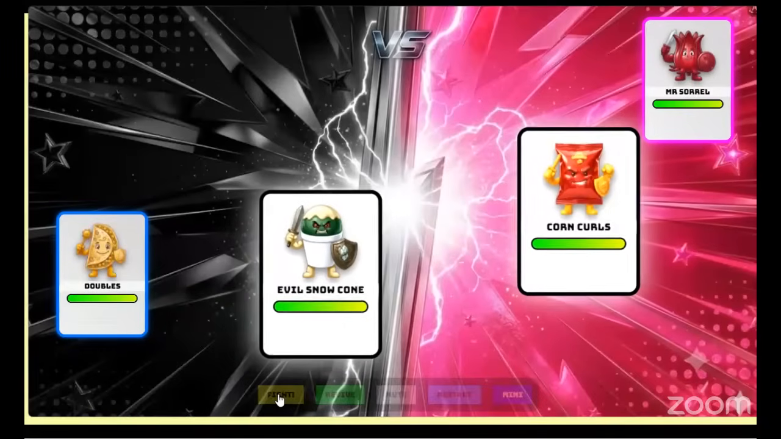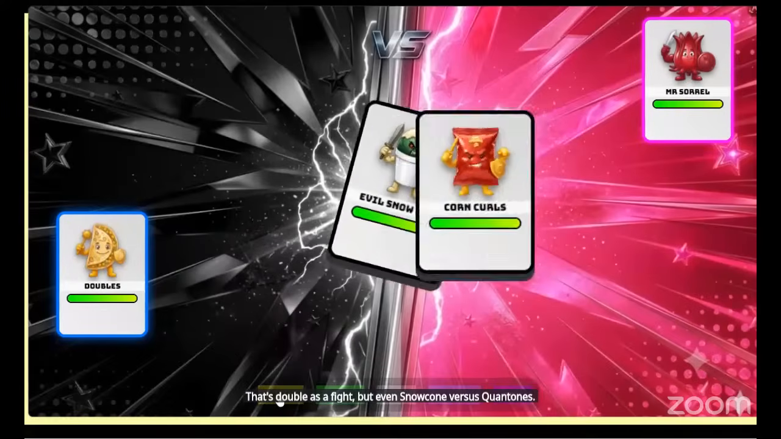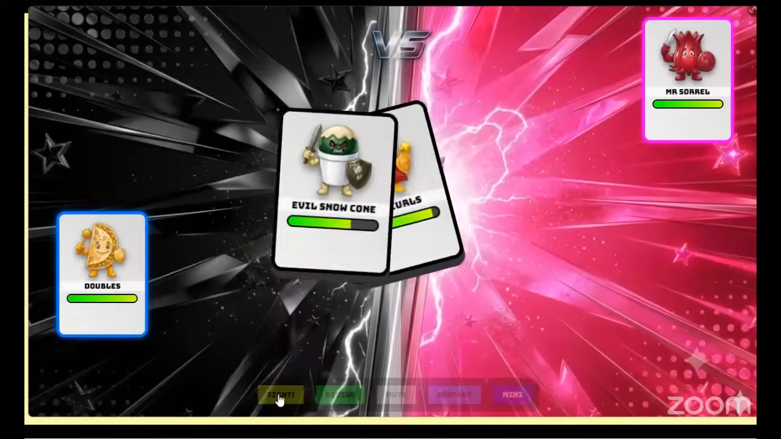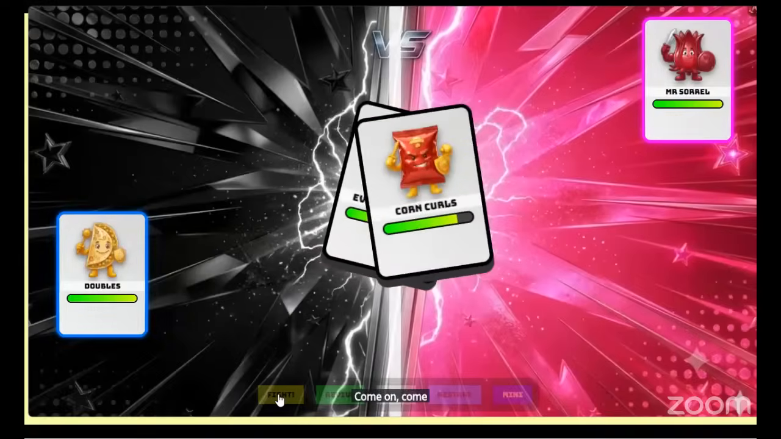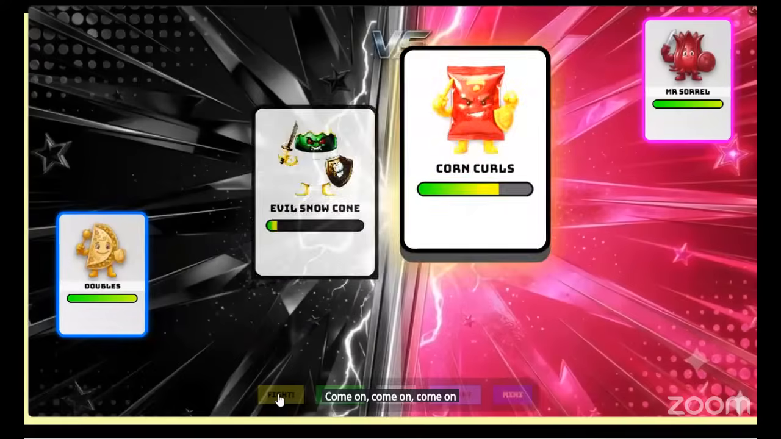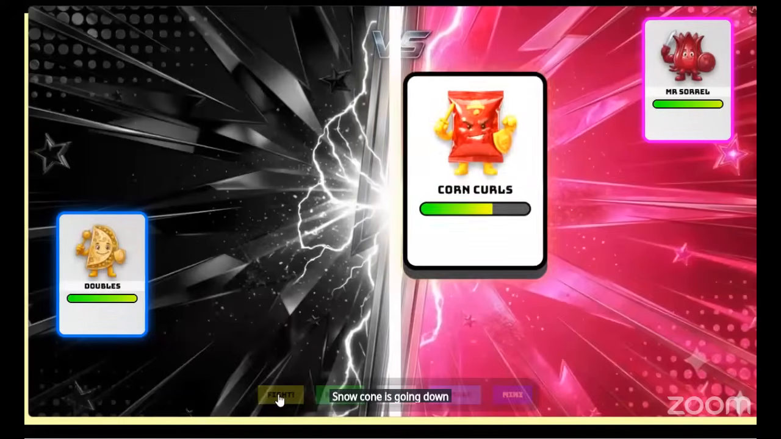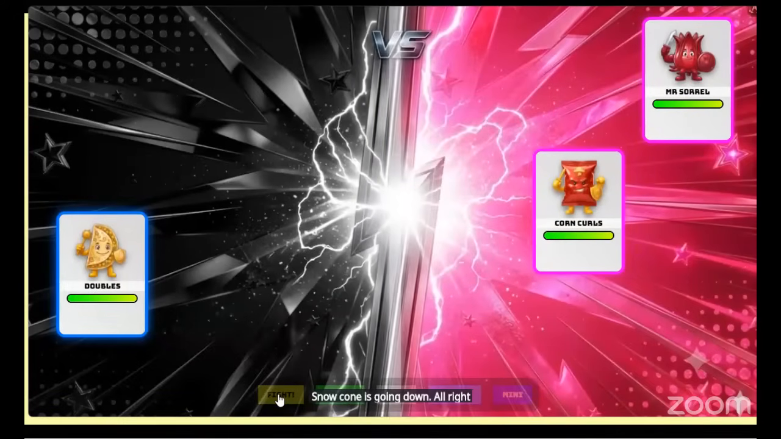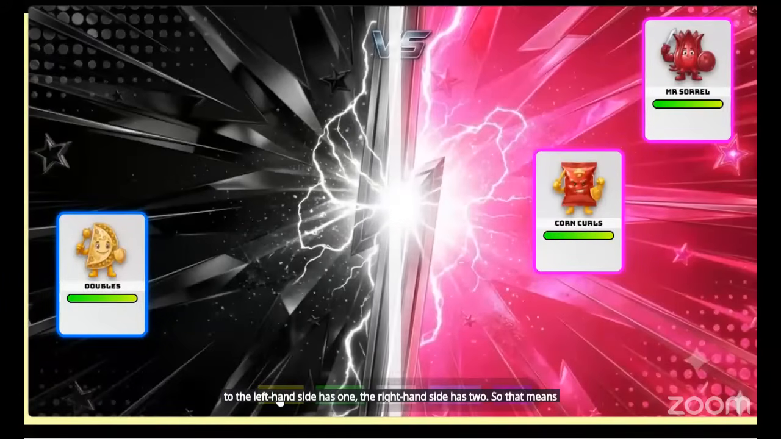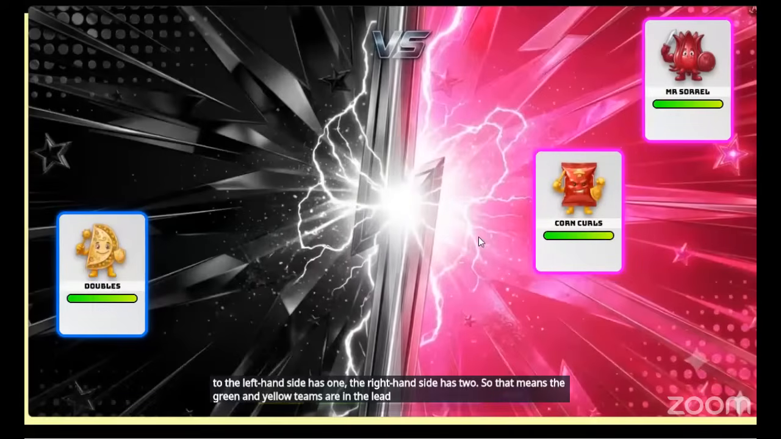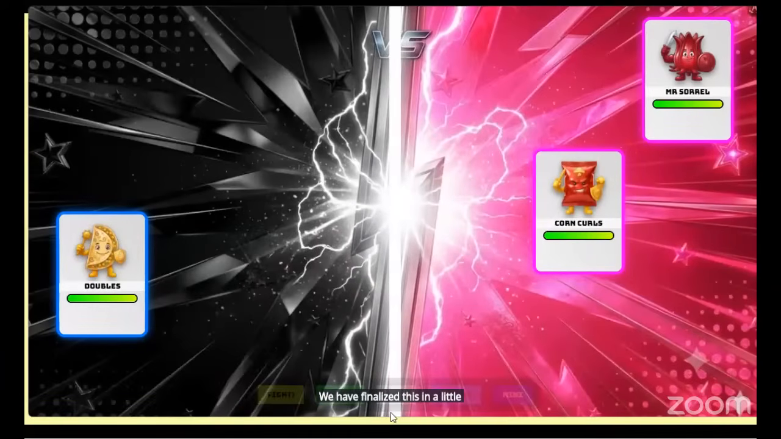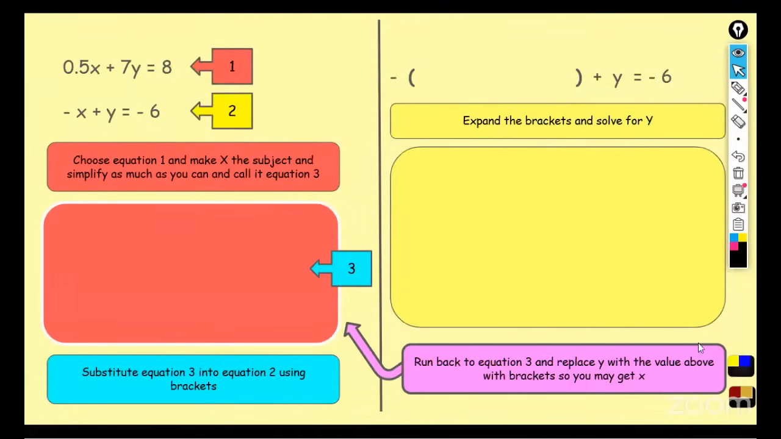Doubles again in a fight, but Evil Snow Cone versus Corncurls. Come on. Snow Cone is going down. All right. So the left-hand side has 1, the right-hand side has 2. So that means the green and yellow teams are in the lead. We'll finalize this in a little while. Let's move on to the next question, guys.